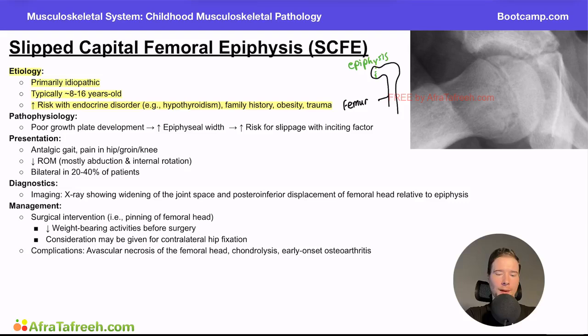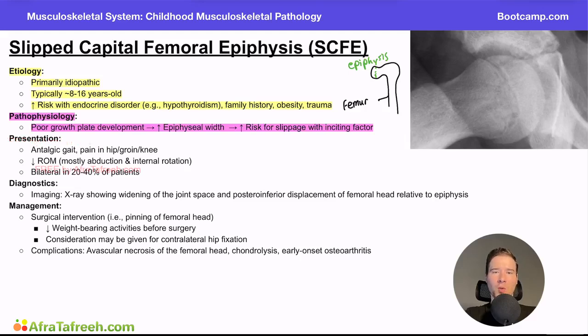Now, if we think about the pathophysiology, ultimately it's due to poor growth plate development, which leads to an increased epiphyseal width and increases the risk for slippage with an inciting factor. So we kind of highlighted these structures right here, right? We have the growth plate, and you can even see it in this image over here. But what happens if poor growth plate development occurs? That is to say, there's poor maturation of the cartilage or endochondral ossification, which remember is one of the ways that bone actually grows, where cartilage is laid down and then bone actually replaces it. And this is the primary model by which long bones are actually formed.